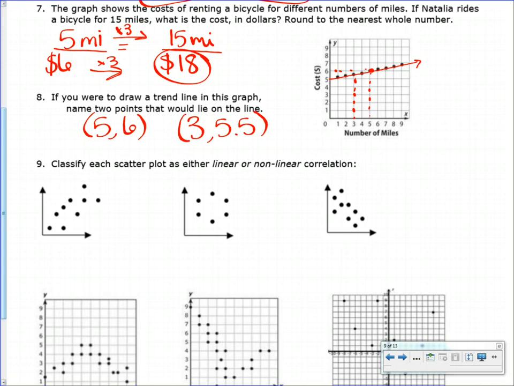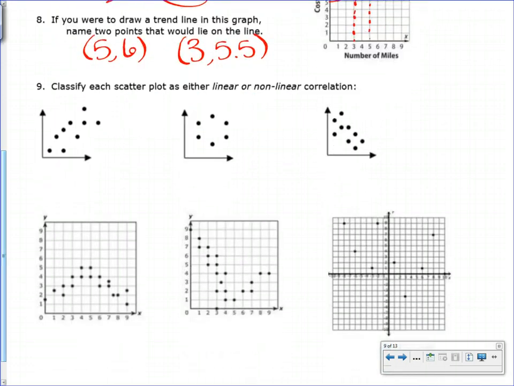Classify each scatter plot as linear or nonlinear. So linear means it can make a straight line. So here for this first one, I can draw a straight trend line, so that's linear. Here, that's a bit of a circle. So that would be nonlinear, it curves.